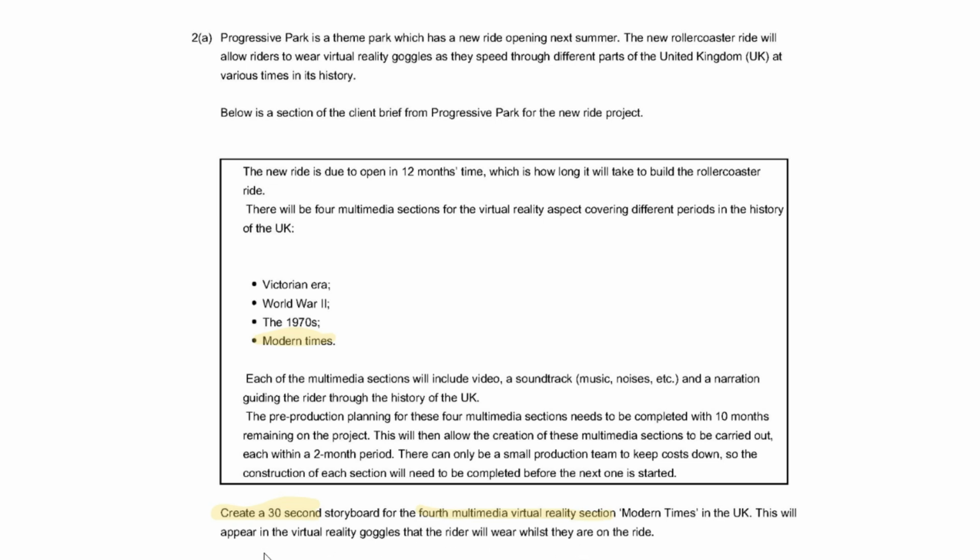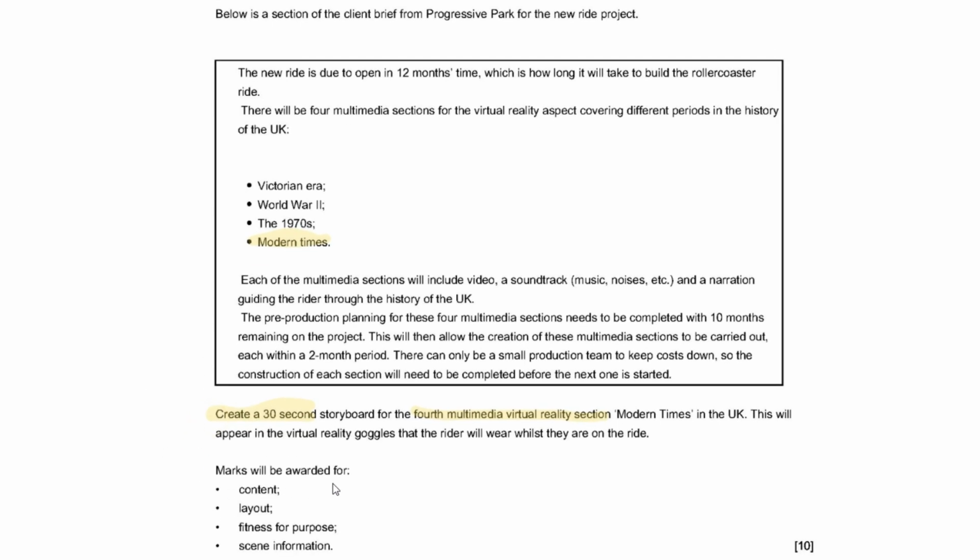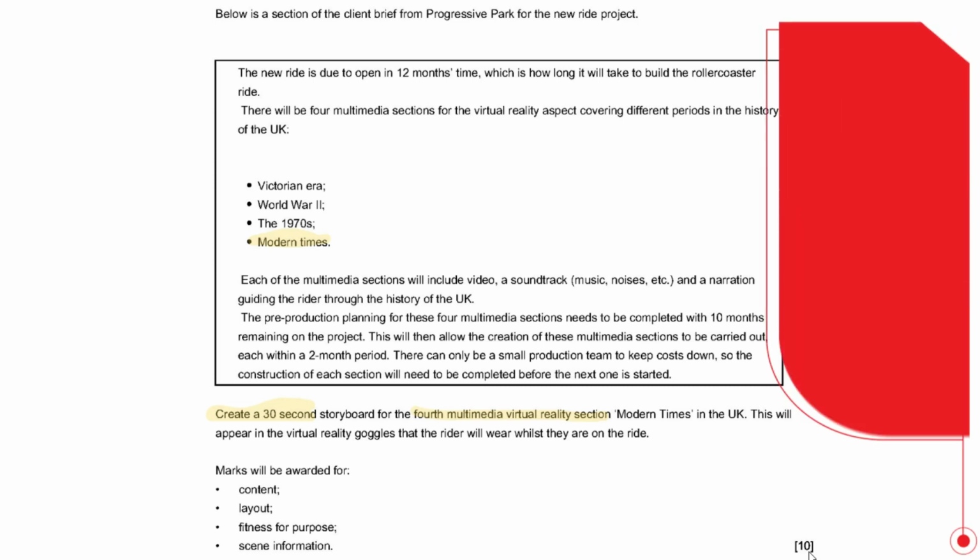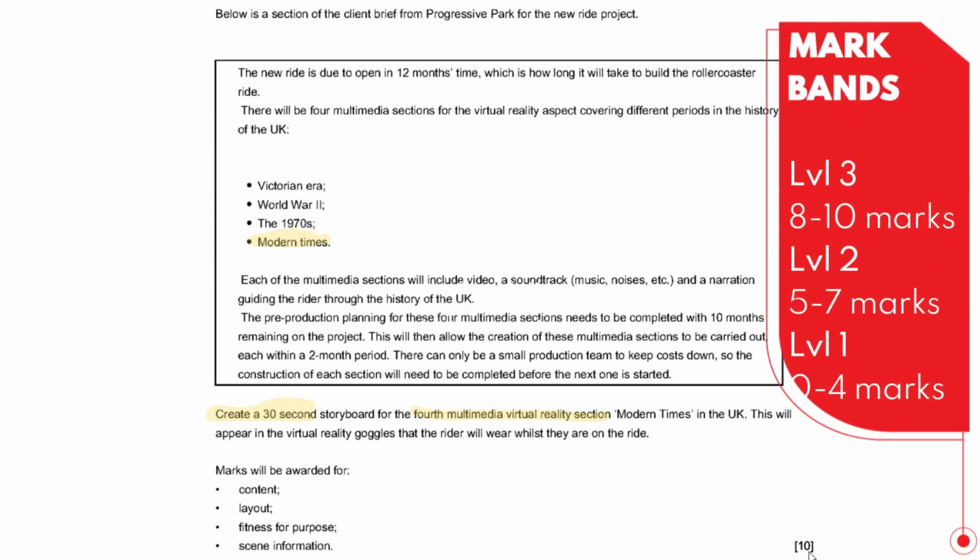So they tell me here what my marks are going to be awarded for. Let me just zoom up, move up a bit. There we go. So I'm going to get marks here for the content, the layout, the fitness for the purpose, and the scene information. That's your technical parts there. So 10 marks for this one. And again, it works in the same way. You've got 3 bands of marks. To get in the higher bands, you need to have 3 or more technical requirements.